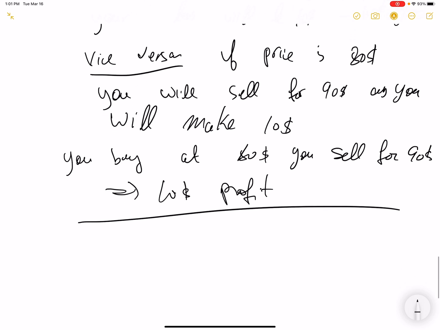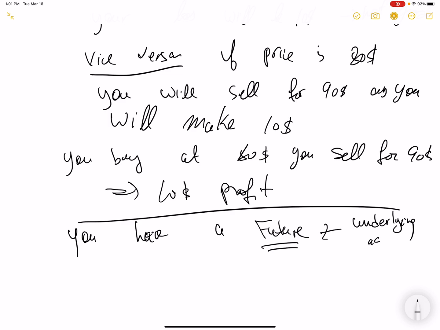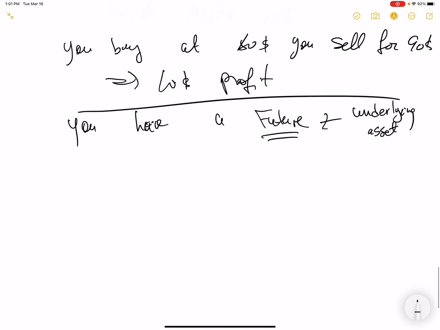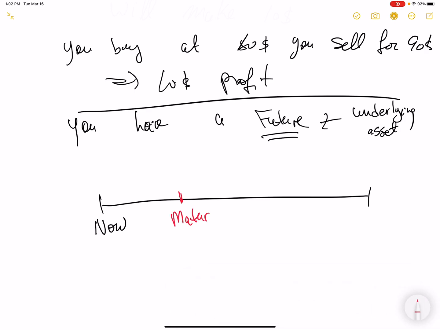Now let's assume that you have a future. So your underlying asset is a future. So how is the timeline going to look? If this is your time now, let's say that the option matures here. This is your maturity of the option. And then from here to here, this will be the future that you enter.